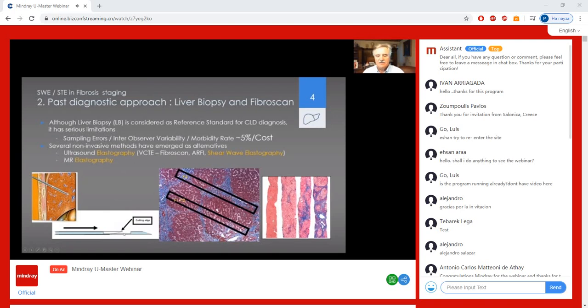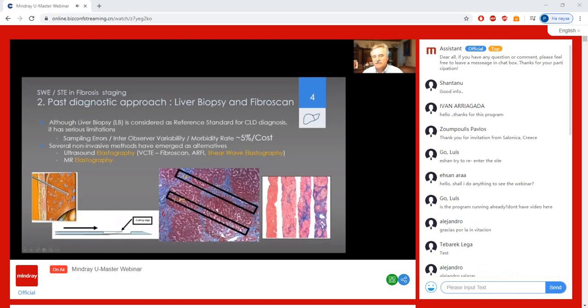Imagine this is the needle. This is a histology image of the liver with regenerating nodules. The blue is the fibrotic tissue around the regenerative nodules. If the needle cuts a specimen from here, you see that this is practically normal liver parenchyma, like this one with minor fibrosis.